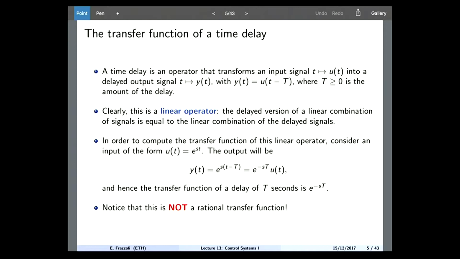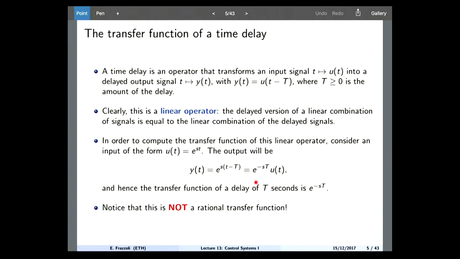So what is the transfer function of a time delay? Well, let's say that the input has the form u of t is equal to e to the power st. This is our usual test input. What would be the output? The output will be e to the power s times (t minus capital T), because we are translating everything in time. So you see that the transfer function is e to the power minus sT. This is a perfectly valid transfer function, a function of s.